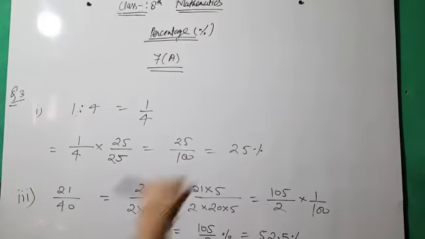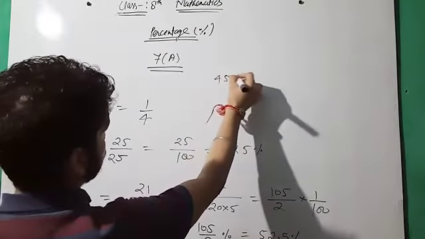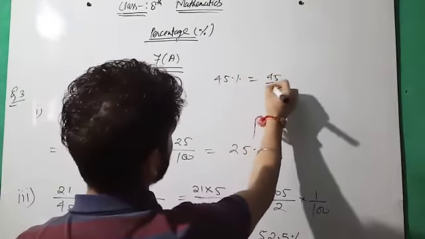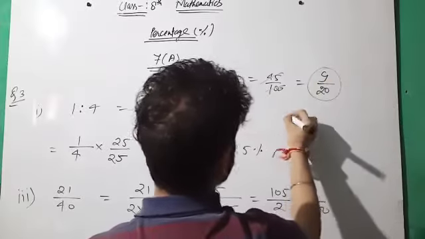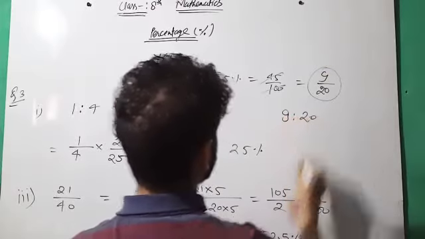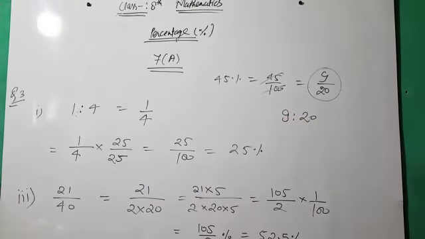In question number 4 we have 45%. So 45% is 45/100. Just divide by the common multiple. Okay, like 5 9 45 and 20. So 9/20. So answer is 9:20. Okay, similarly you have to solve the other part of the question number 4.